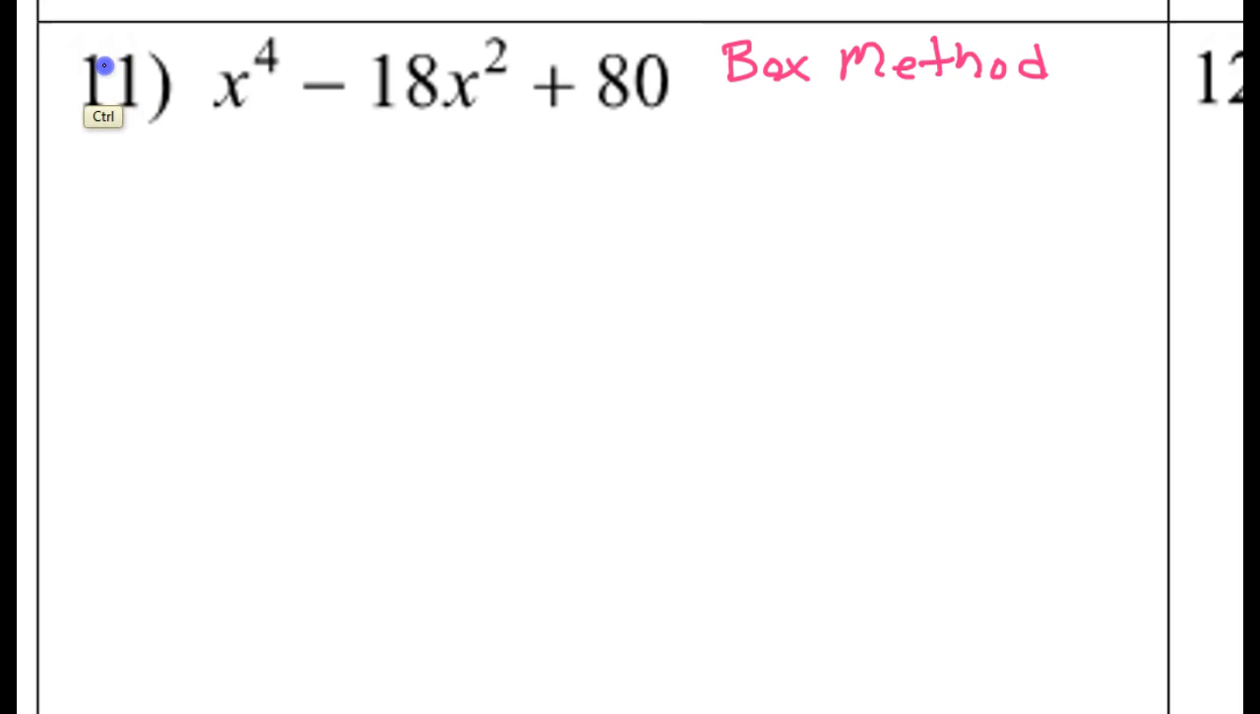Okay, I scanned for a common factor. There is no common factor. So I'm going to go ahead and come up with a product and a sum involving the same two numbers. But the product has to be A times C. That's 1 times 80. So there's my product. The sum has to be the B value. So that's going to be negative 18.